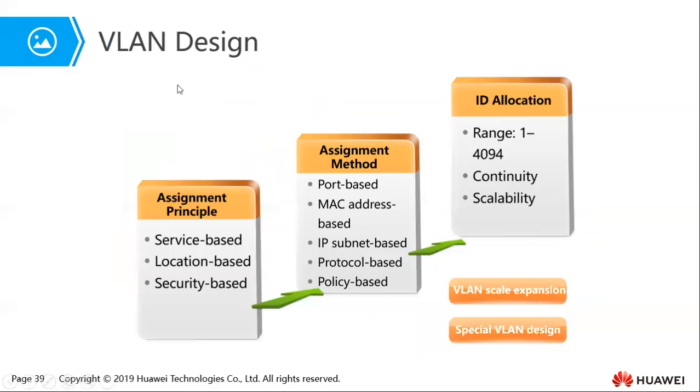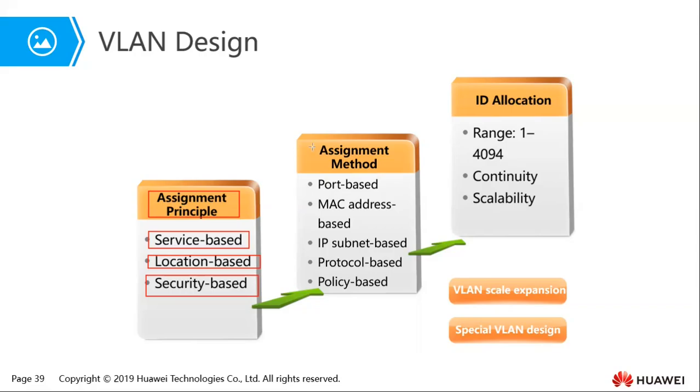Okay. So for your LAN, the other thing you're supposed to highly consider is the VLAN design. A number of things you're supposed to consider. Number one, the assignment principle. So are you assigning VLANs depending on the type of service that the department is offering? For example, exams, finance. So you can do that, or location based. For example, hostel 1, hostel 2, hostel 3, or security based.